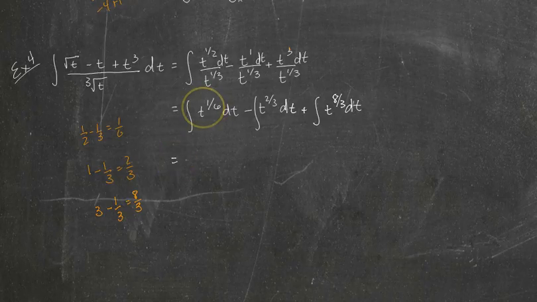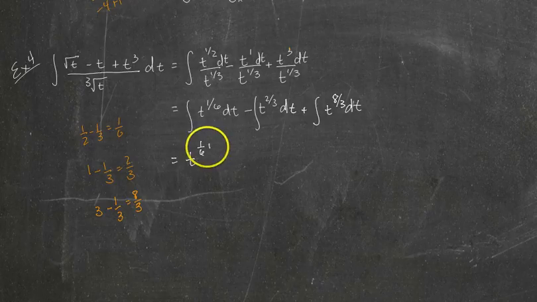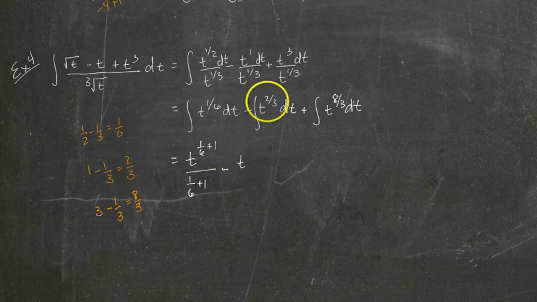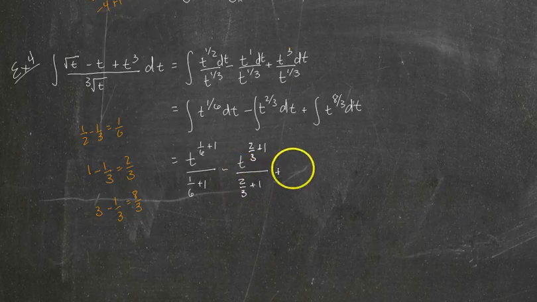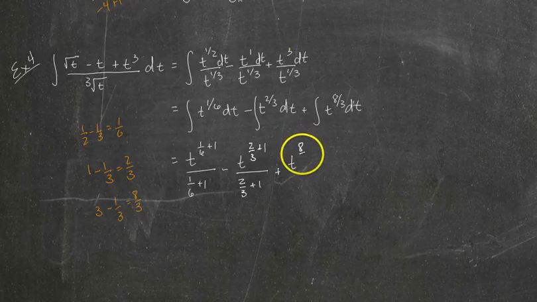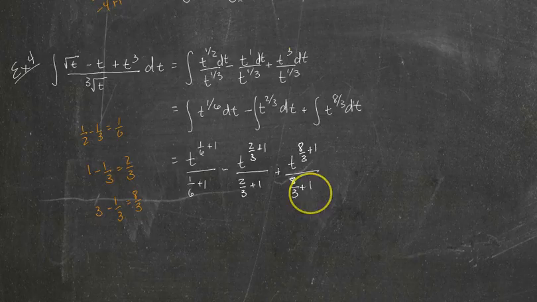Now all I have to do is apply my rule. So that's t to the 1/6 plus 1 over 1/6 plus 1. Okay, minus t to the 2/3. Let's write it this way because I'm going to do a little arithmetic on it. 2/3 plus 1 all over 2/3 plus 1, plus t to the 8/3 plus 1 all over 8/3 plus 1.